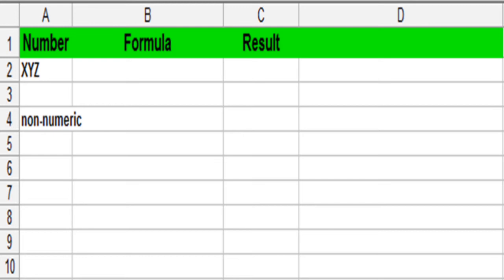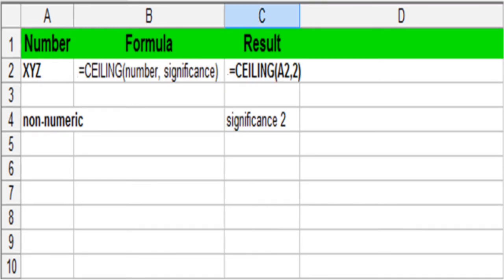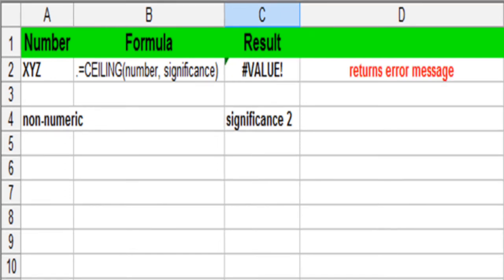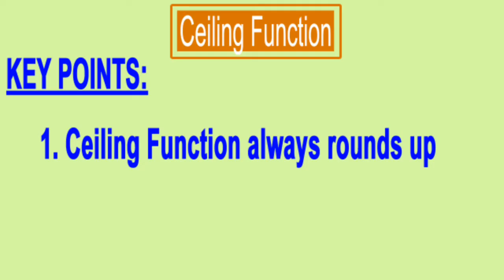Number XYZ, a non-numeric value. Significance 2. Formula: equals CEILING(A2, 2). Press enter. Returns error message because number XYZ is non-numeric. Key points.